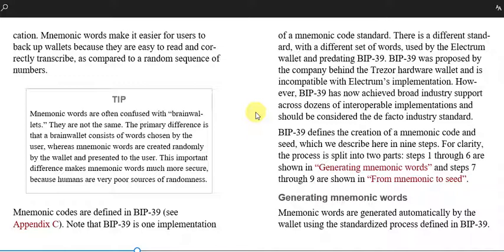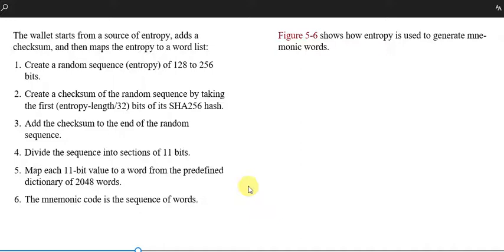BIP 39 defines the creation of a mnemonic code and seed, which we describe here in 9 steps. For clarity, the process is split into 2 parts. Steps 1 through 6 are shown in generating mnemonic words and steps 7 through 9 are shown in from mnemonic to seed. Generating mnemonic words. Mnemonic words are generated automatically by the wallet using the standardized process defined in BIP 39. The wallet starts from a source of entropy, adds a checksum, and then maps the entropy to a word list.